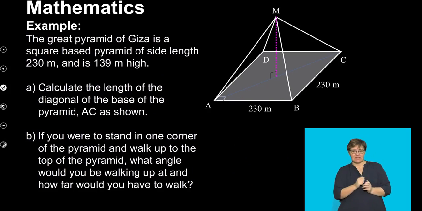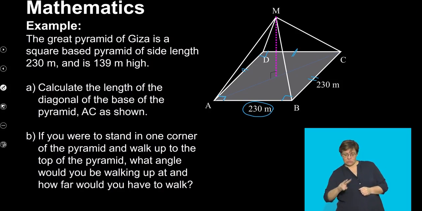Okay, in this example, it says the Great Pyramid of Giza is a square-based pyramid with a side length of 230 meters and it's 139 meters high. So what they're telling us is we've got a pyramid and the base, the gray area, is square, which means every corner is a right angle. So that's a right angle, and that's a right angle, and so is that one. Okay, and they've given us that the sides are 230 meters, and that applies to all sides because it's a square-based pyramid. So all four sides will be equal.